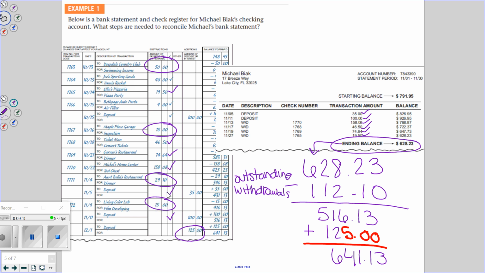Starting balance shouldn't matter. Starting balance is going to vary based on where it falls. I don't care about starting. We're looking at ending balance. The what?